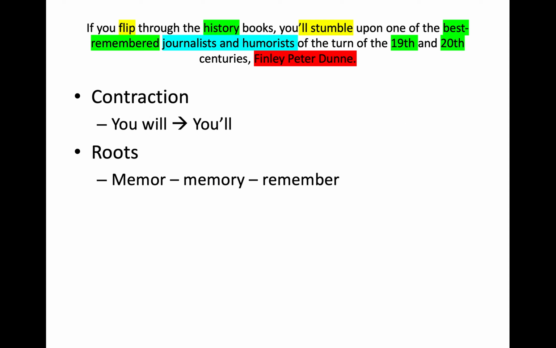Lastly, I looked at the contraction, you will to you'll, then the roots. I was pretty brief this week, but that does not mean you have to. There's a lot more hidden inside this sentence, and I will challenge you to find it.